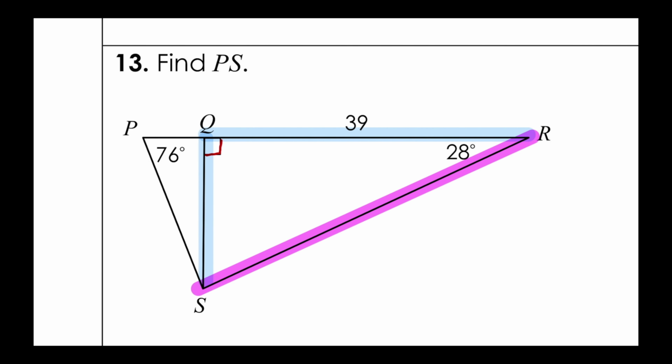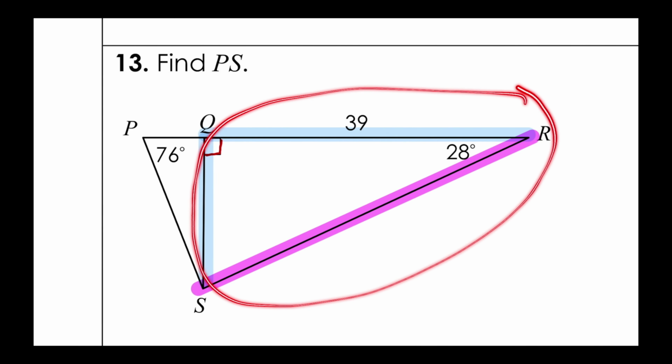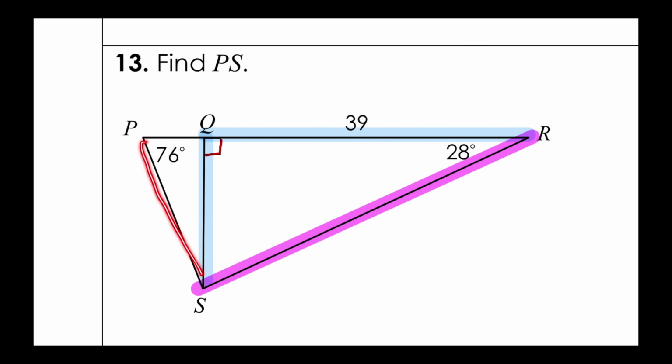So what do we need to do? We want to find PS. So we need to know what PS is. If we look at this triangle here, that's our right triangle, but we want to know what PS is. PS has nothing to do with this triangle. So what do we do?